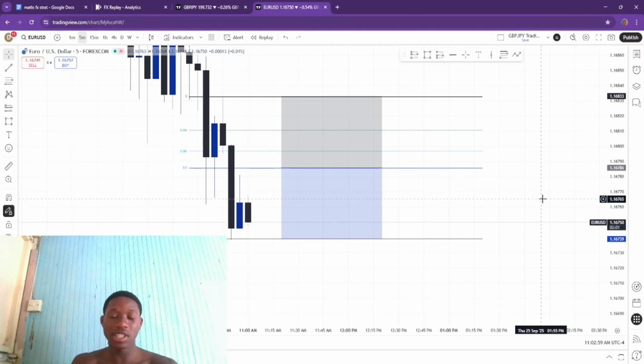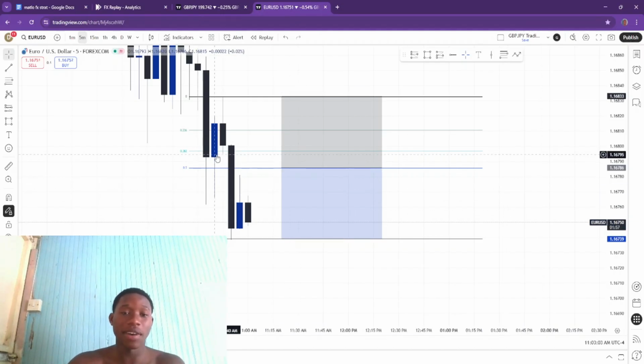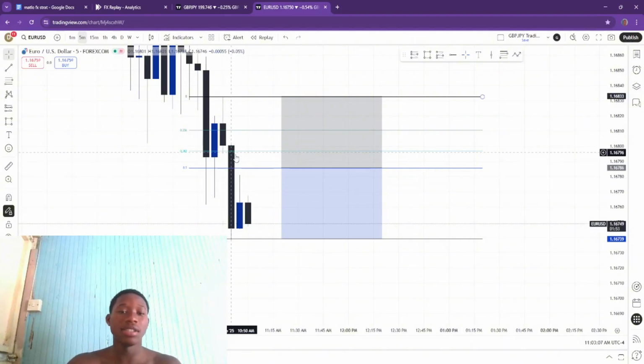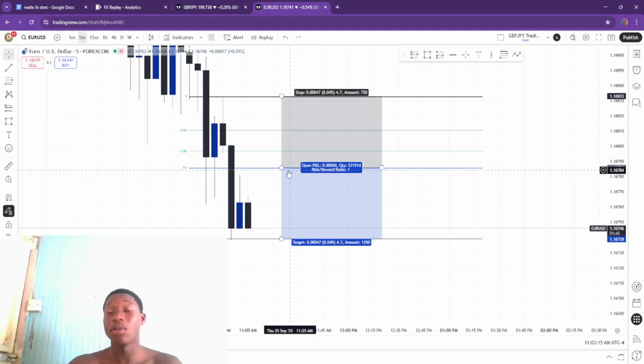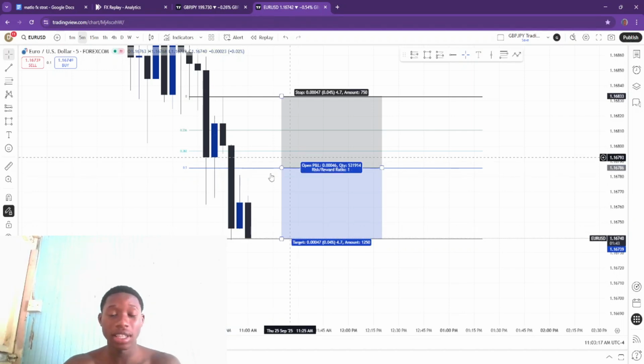If you don't know what FVGs are, a fair value gap, that's a fair value gap. It's a free candle pattern. I have no idea, but search it up online.